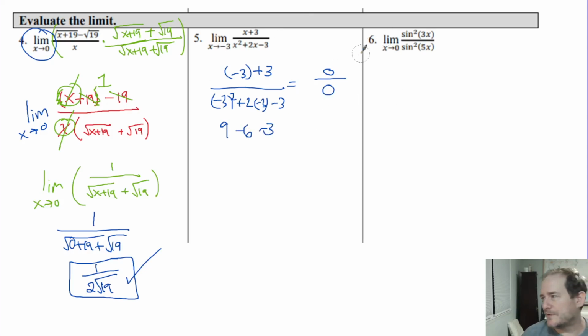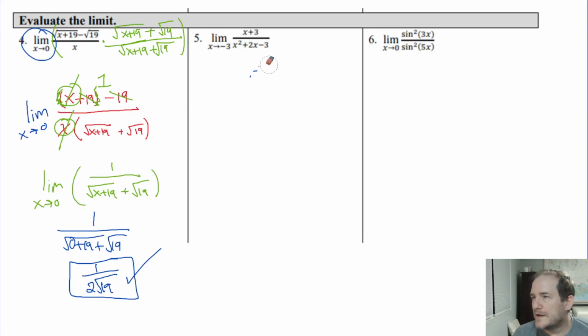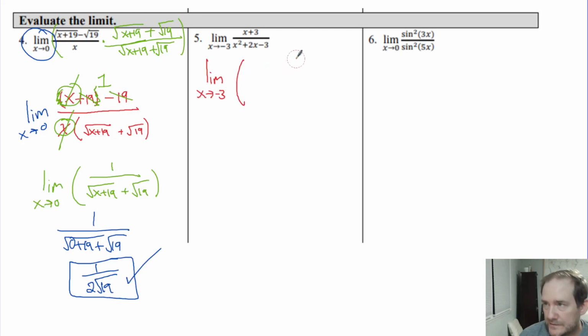So because I'm getting 0 over 0 again, I have to just start all over, and I have to clean this up. And I don't think any of you would have done that anyway. You all probably would have jumped straight to factoring, and I think you'll notice that somebody cancels. So this is now going to be the limit as x approaches -3 of an x plus 3 over, you guessed it, an x plus 3 and an x minus 1. So that guy cancels that guy.